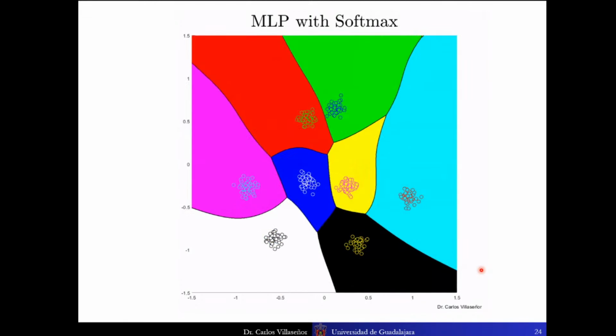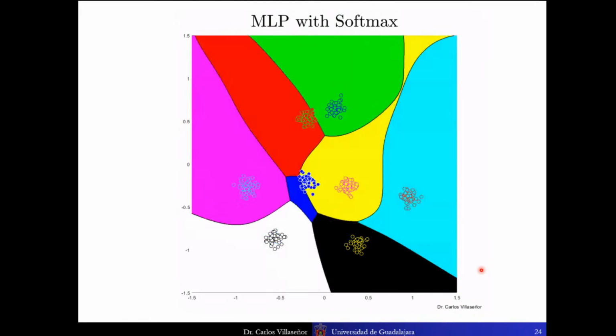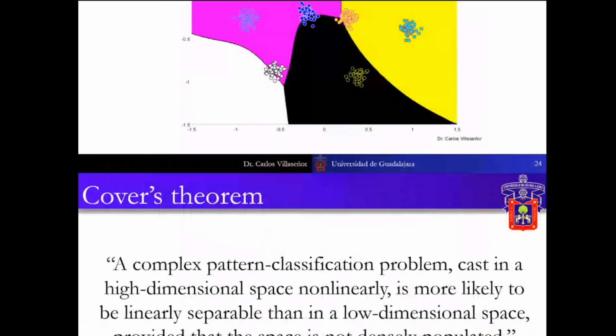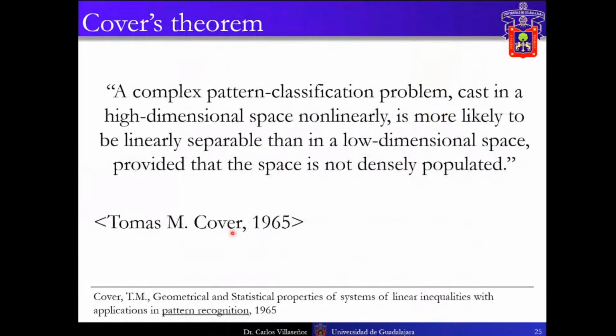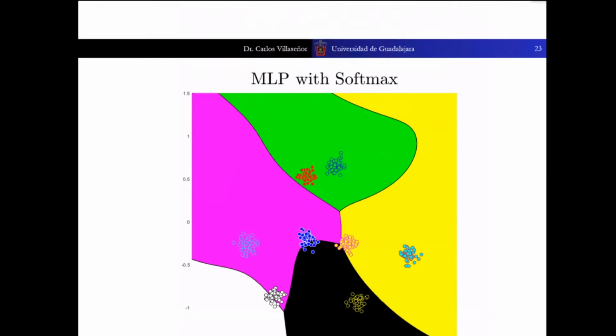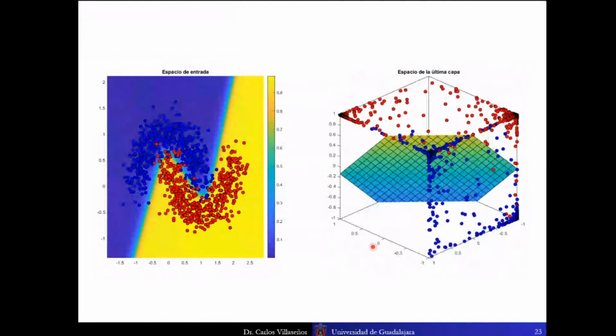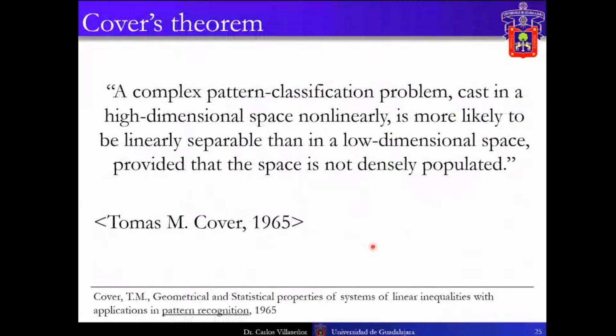So we have shown that we can deal with nonlinear problems, but do we know that we can solve any nonlinear problem? Well, in fact, we have a theorem for that. It's called Cover's theorem. It was stated by Thomas Cover in 1965, and it says that a complex pattern classification problem, if we cast it in a high-dimensional space in a nonlinear manner, is more likely to be linearly separable than in a low-dimensional space. So every time I map these problems to a high-dimensional space, it will be more probable that the last layer will find a good discrimination of this, okay? So if it is a very complex problem, I will need a higher-dimensional mapping, and this will just be a greater number of neurons in the hidden layer.